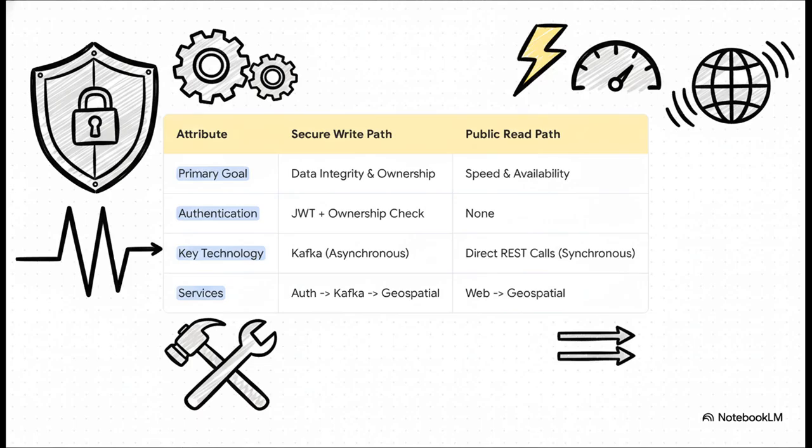The secure write path is all about data integrity and ownership. It uses robust tools like authentication and asynchronous messaging to make sure everything is perfect. But the public read path is built for one thing, pure speed and availability, so it uses direct calls and gets to skip all that overhead. By separating them, you don't have to compromise. You get rock-solid security where you need it, and you get incredible speed where that's what matters. It's the best of both worlds.